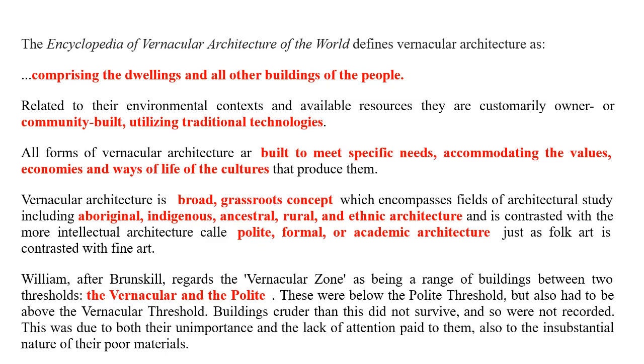The Encyclopedia of Vernacular Architecture of the World defines vernacular architecture as comprising the dwellings and the other buildings of the people. It is related to the environmental contexts and available resources that a customary owner and the community built utilizing traditional technologies. All the forms of vernacular architecture are built to meet specific needs, accommodating the values, economies and ways of life of the culture that produce them. Broadly, it's a broad grassroots concept that includes the aboriginal, indigenous, ancestral, rural and ethnic architecture, and is contrasted with the more intellectual architecture called polite, formal and academic architecture.